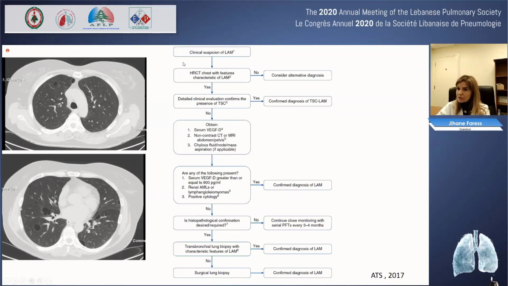If we don't, then the next step would be to have a biopsy. And the ATS recommends to proceed with a transbronchial biopsy because the diagnostic yield in different studies was about 50%, and some of them was about 70%. So a transbronchial biopsy would be less invasive. And if no diagnosis was made, then we can resort to a surgical lung biopsy.